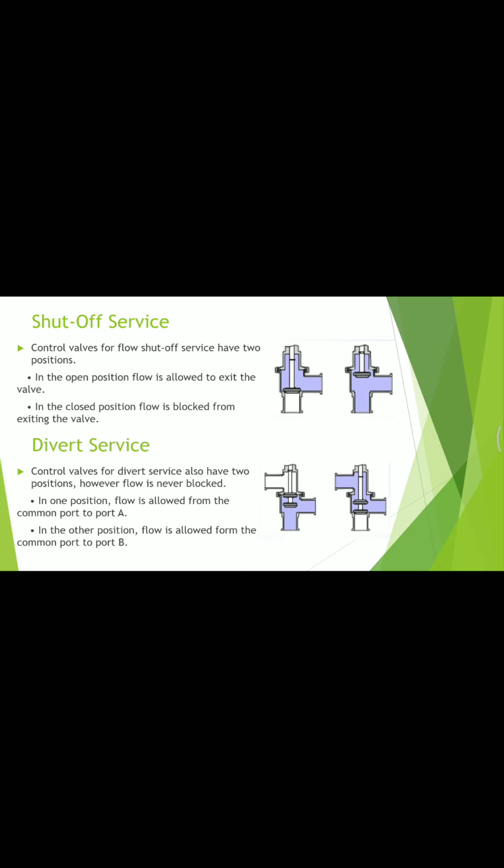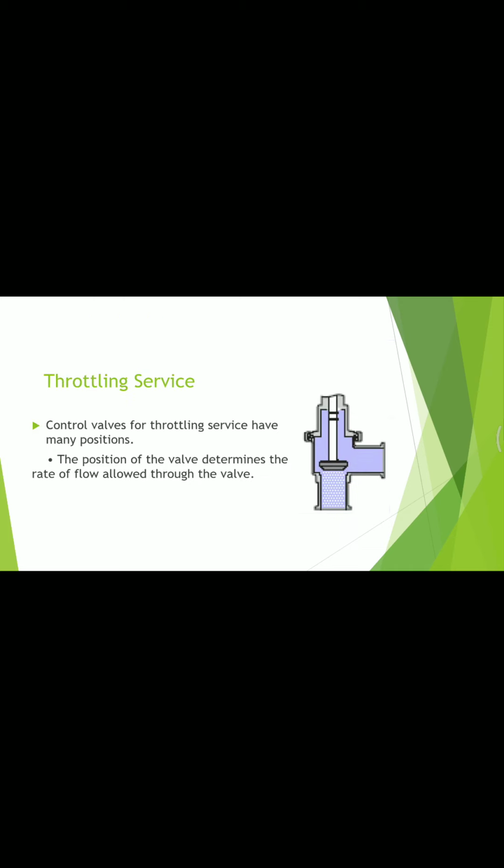And we see two example pictures in divert service. Okay, in this page I discuss throttling service. Control valves for throttling service have many positions. The position of the valve determines the rate of flow allowed through the valve, and we see one position in throttling service.